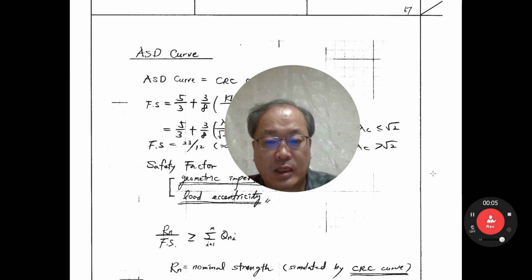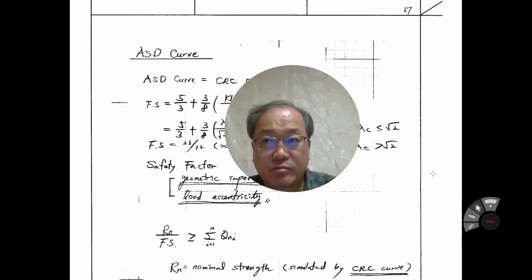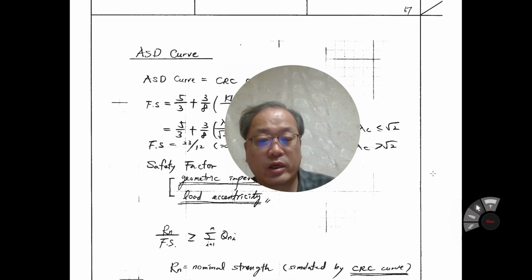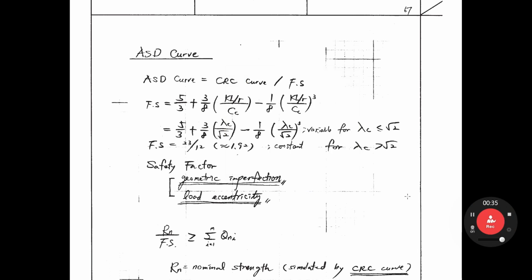Last lecture, I explained the derivation of a CRC column curve. From the CRC column curve, we derive the ASD curve and the PD curve. Let's look at the ASD curve. The ASD curve is equal to the CRC curve divided by a factor of safety. The factor of safety is 5 over 3 plus 3 over 8 KL over R over Cc, minus 1 over 8 KL over R over Cc cubed, like that.